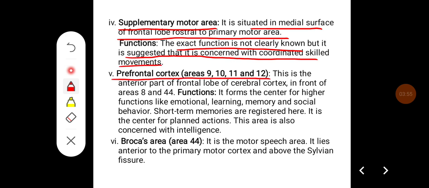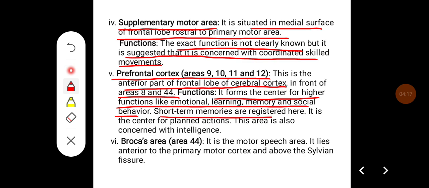Prefrontal cortex, that is areas number 9, 10, 11 and 12. This is the anterior part of the frontal lobe of the cerebral cortex in front of area 8 and area 44. The functions of prefrontal cortex are: it forms the center for higher functions like emotional, learning, memory and social behavior. Short-term memories are registered here, and it is the center for planned actions. The area is also concerned with intelligence.